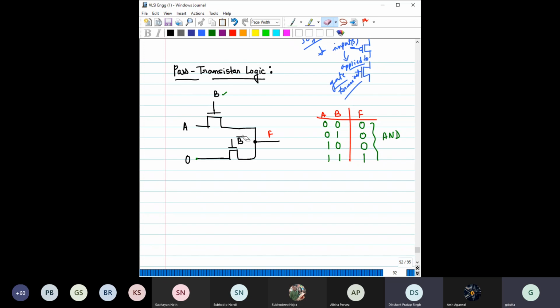So definitely you can see that by using pass transistor logic, there is a possibility that we can reduce the number of transistors required. Fewer transistors means less capacitance, so the speed might be faster. Here we require two transistors, but if you are considering B bar, then to make B bar you need 2 more transistors for the inverter.